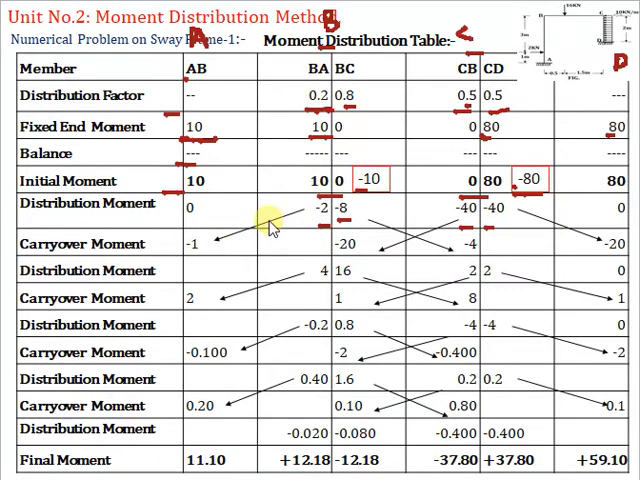Now do the half carry over toward the far end. So -2 divided by 2 becomes -1, -8 divided by 2 becomes -4, -40 divided by 2 becomes -20, and -40 divided by 2 becomes -20. After carry over, we have to do the distribution. We have to look toward the internal joint.